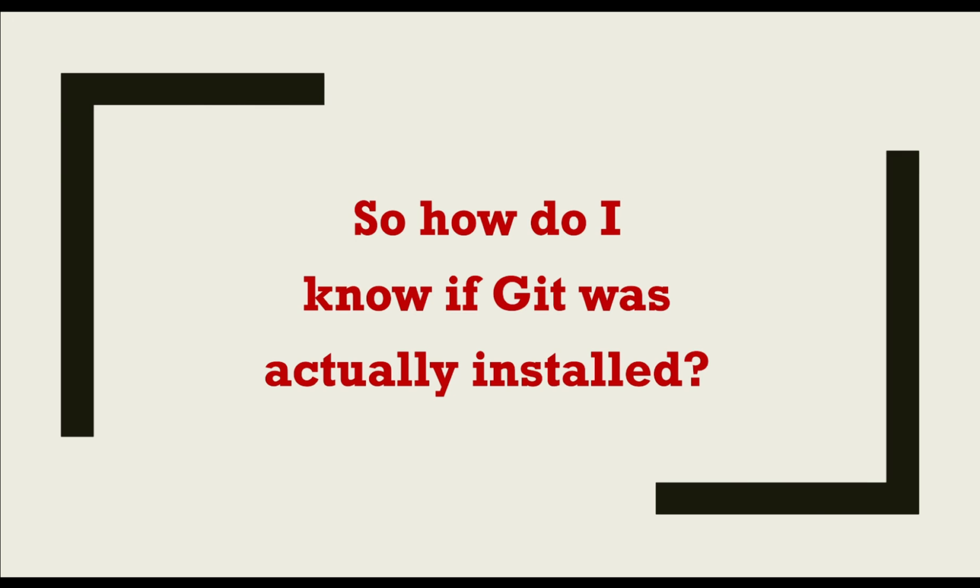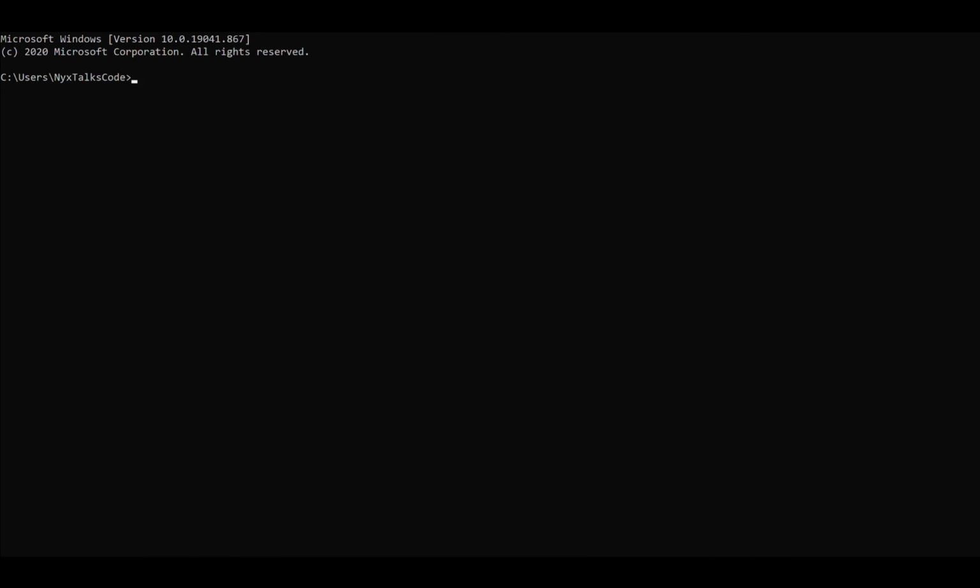How do I know if Git was actually installed? Once you've downloaded and installed Git, or at least you think you've managed to finish this step, there is a super easy way to check if you did in fact manage to download and install Git correctly. As you can see, we do need the terminal for this one, but as I said, super easy.